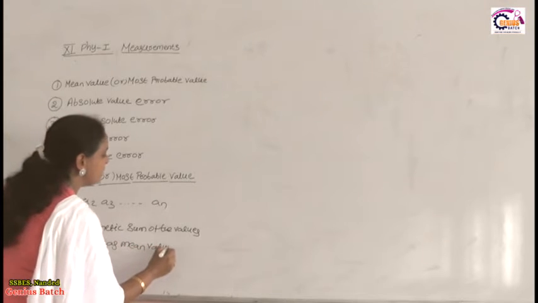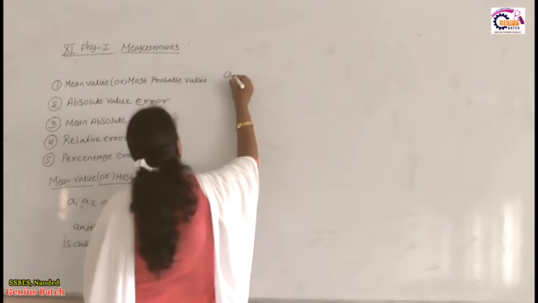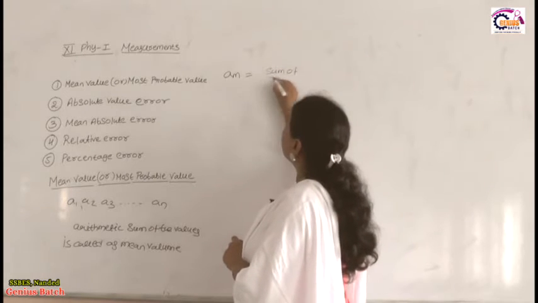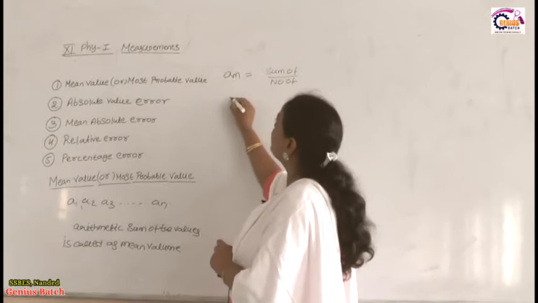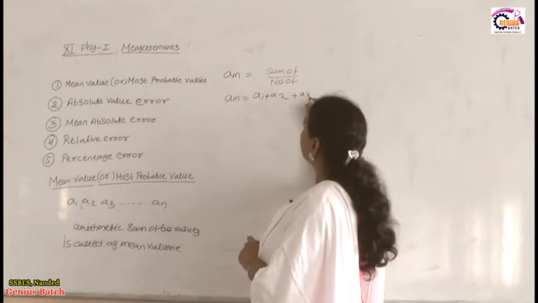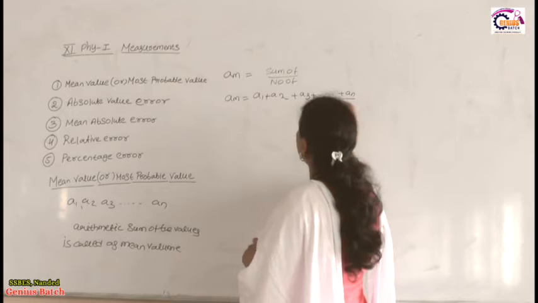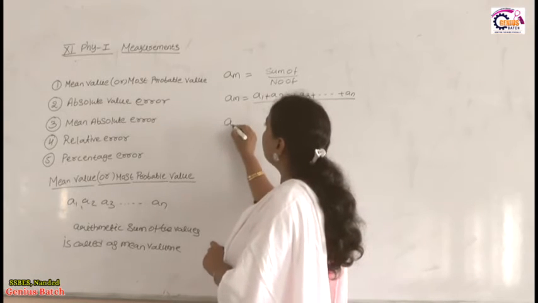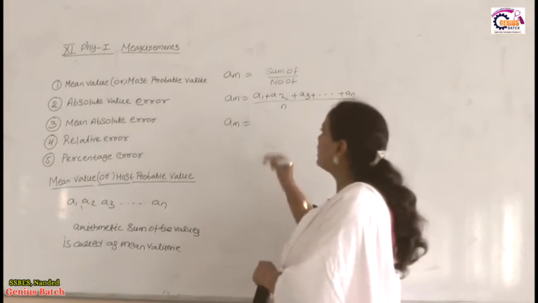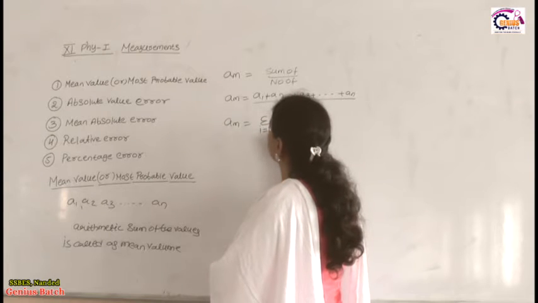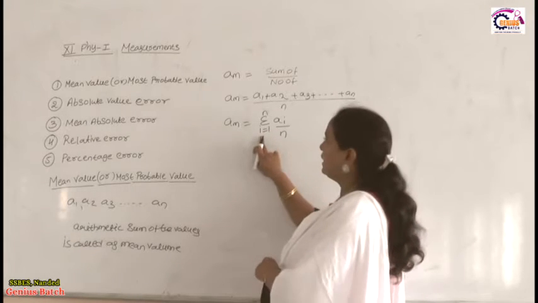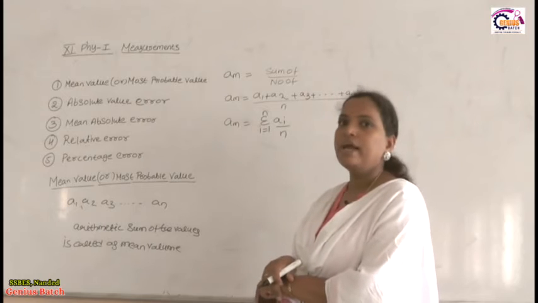It is given by AM, the mean value. We can write sum of by number of, that is AM is equal to A1 plus A2 plus A3 plus so on upon n. I have taken the values up to n, so we take the summation of i equal to 1 to n, Ai upon n. The value of i lies from 1 to n.